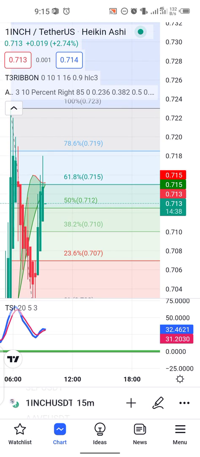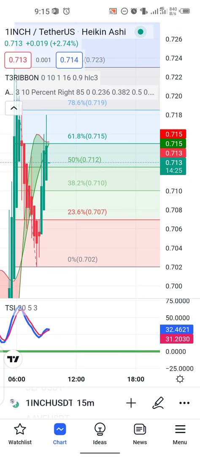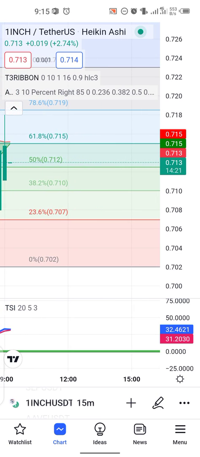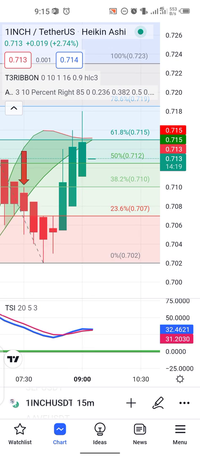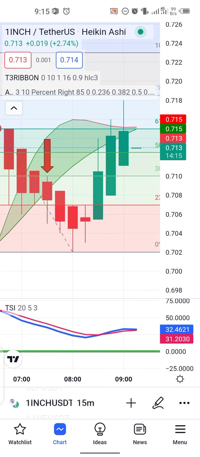Then don't consider the 50. 50 is when the market is in the doubt area. All right, so you consider 78, 100, so leave the 50, 38, 23, and 0. I hope that is very clear.